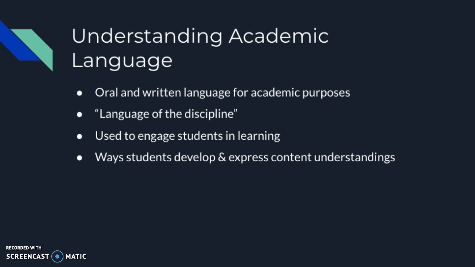So understanding the academic language of history and social science, this has been inspired from the EdTPA handbook on academic language regarding history, social science subjects. Academic language has to do with the oral and written language that is used for academic purposes. In other words, it is like the language of the discipline, and essentially it's used to engage students in learning. And there are various ways students develop and express content understandings that are reflected within academic language as well.